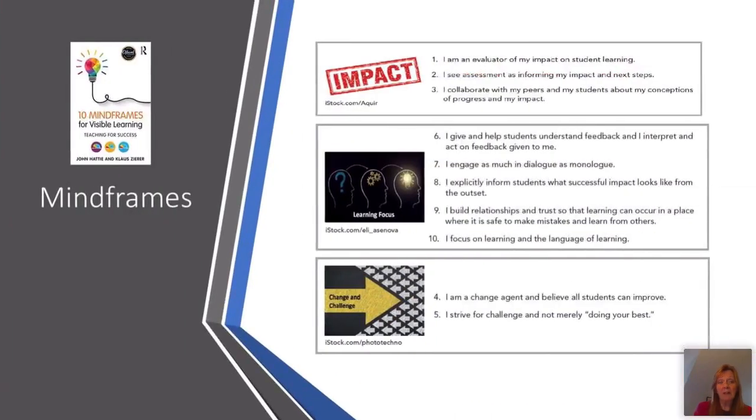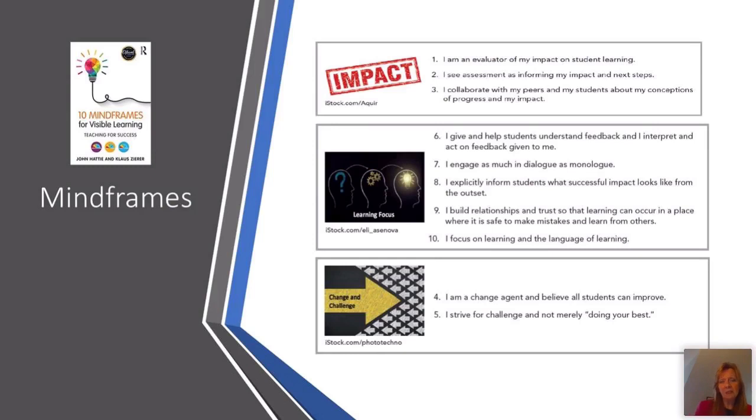We also need to think about those mind frames, part of that sandwich. There are 10 mind frames, and John wrote about those in the book on the left of the screen, and we've brought them down into 3 key areas. So we're looking at mind frames for impact. One of the key ones is I am an evaluator. So do we sit back as teachers and think about our resources, our time and our energy? What impact is that actually having on our student learning?